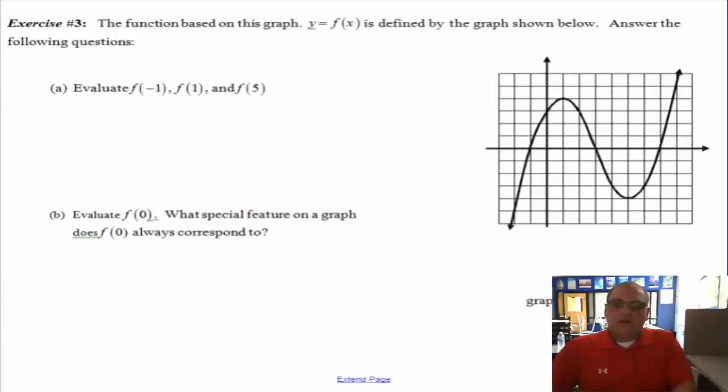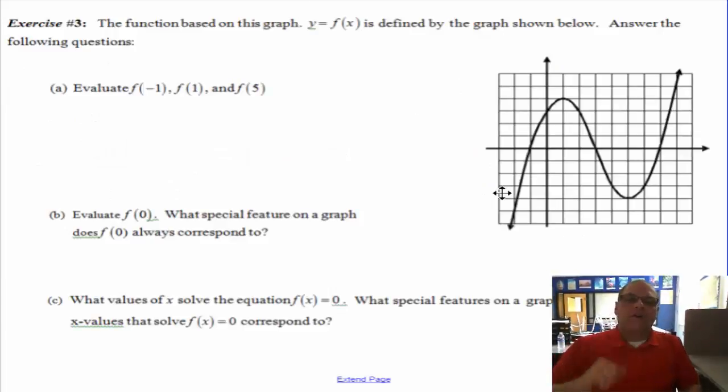All right. So next exercise. Now we're looking at functions on a graph.